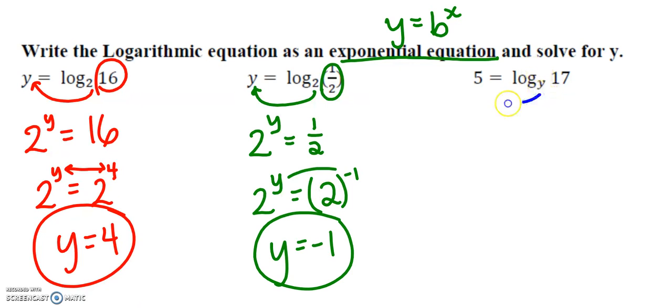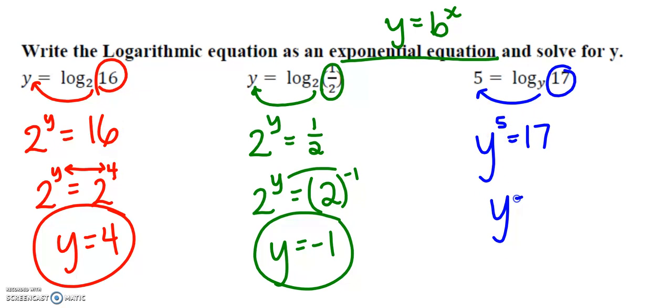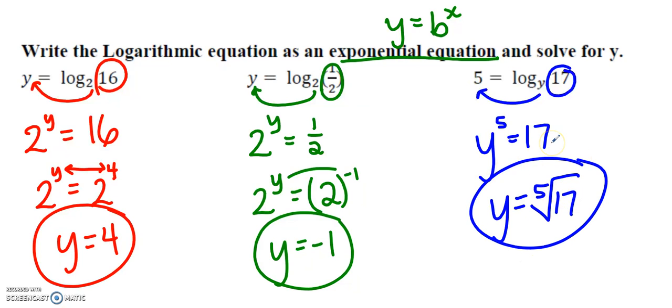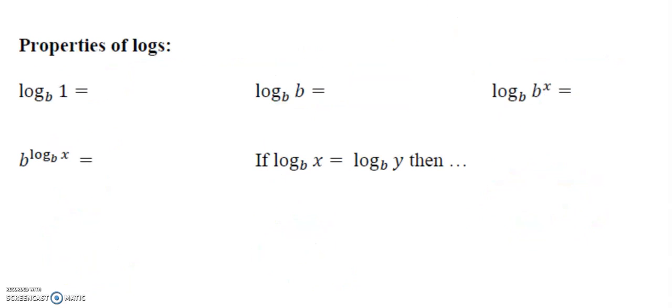This last one's a little bit different. We're going to go y to the 5th power equals 17. And now to solve for y, I don't need to rewrite with exponents to match our exponentials. Instead, to get rid of raising to the 5th power, I can just take a 5th root. And that's my final answer. Okay, in these ones, again, the variable ends up in the exponent. Here, our variable was a base, so we use a root to undo that equation.